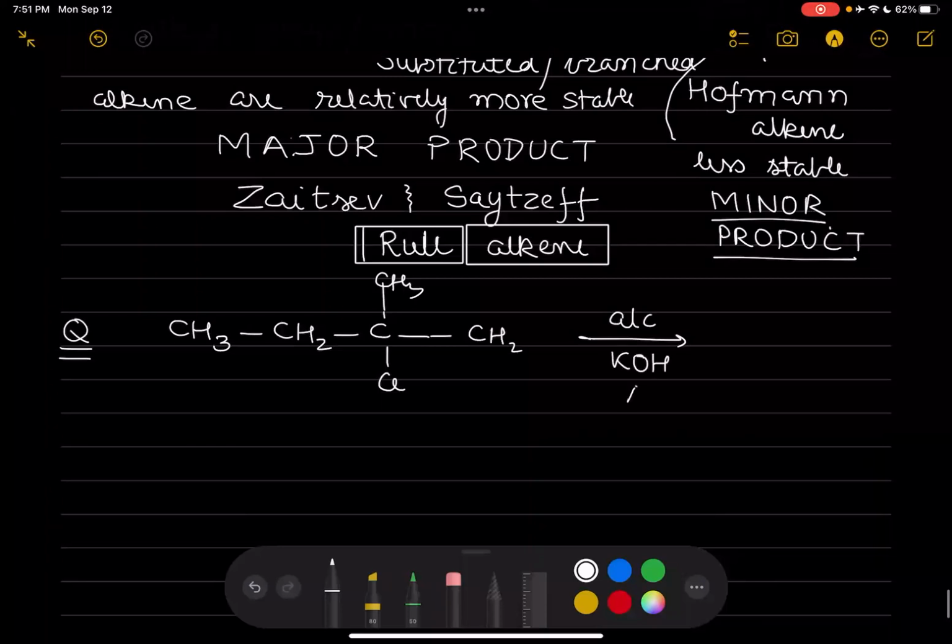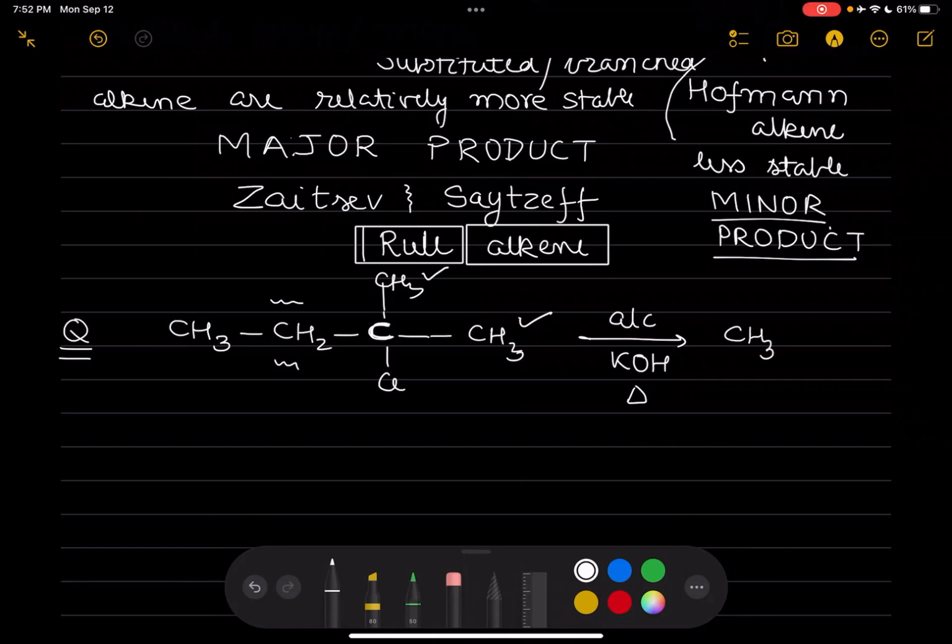Alcoholic KOH, heat. So from where are you going to remove HCl? This is the carbon which has Cl. You can remove H from either of the two CH3 groups, but both are the same, so you can choose any one of them. They are not different, so you should not consider them as two separate cases. Or you can choose the hydrogen on the left-hand side on the CH2. This is different, and you can clearly see the difference: on this side you have an ethyl group, on that side you have methyl groups, two of which are the same, so you can choose any one of them.